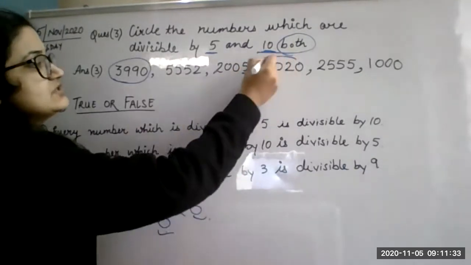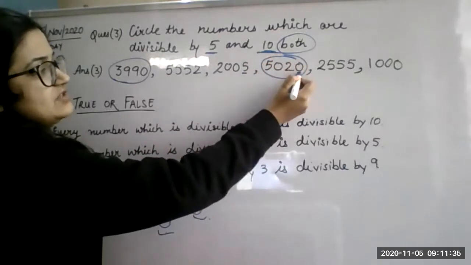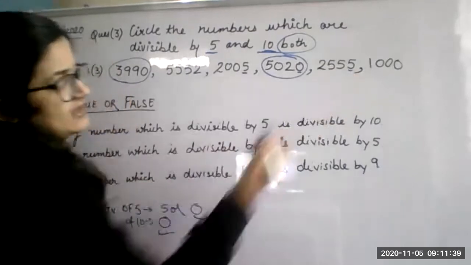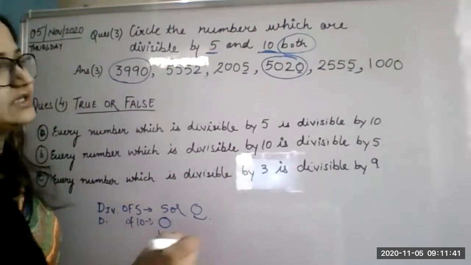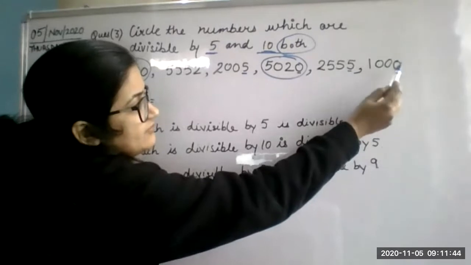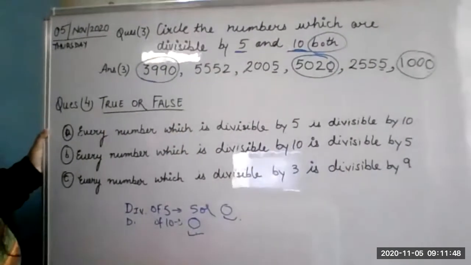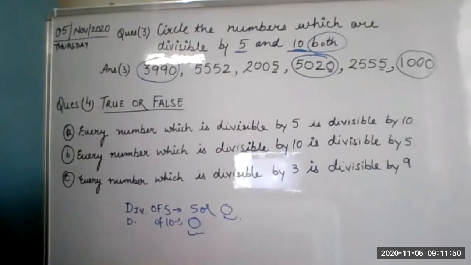So 5020, yes, it is divisible by 5 also and it is divisible by 10 also. So we'll circle these three. Only these three to be circled. It is written 5 and 10 both. That's what I say. Read the question very carefully.